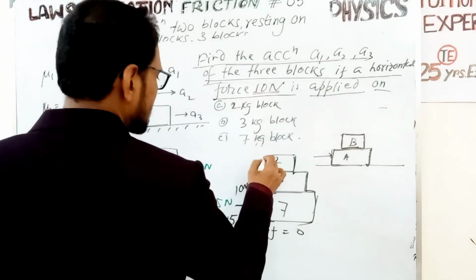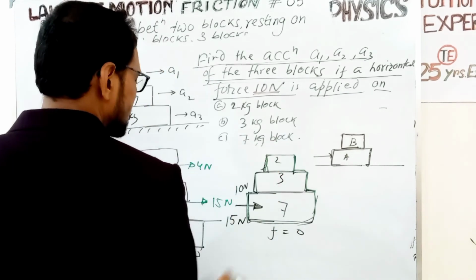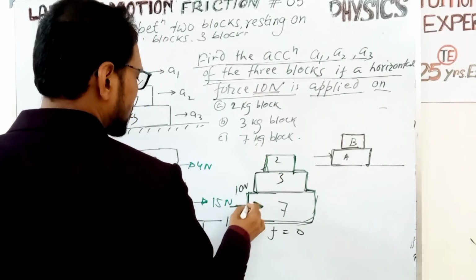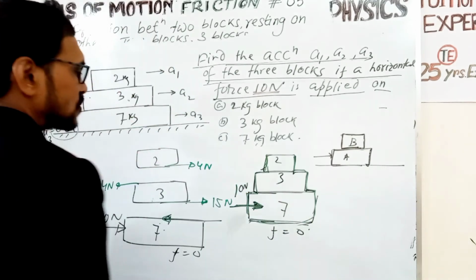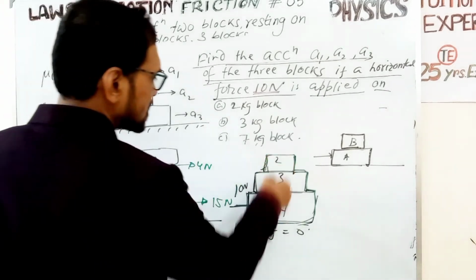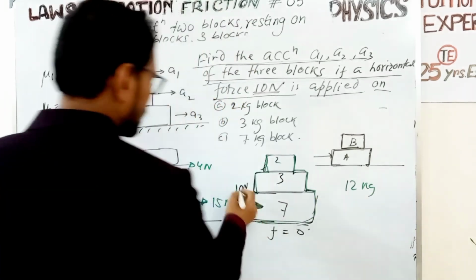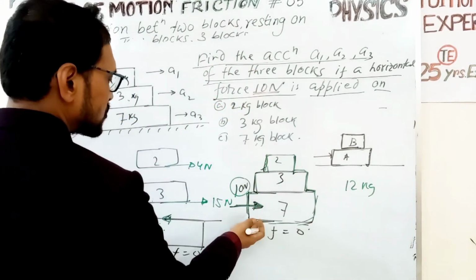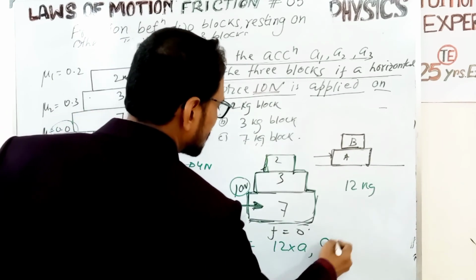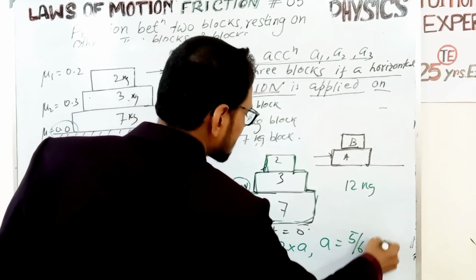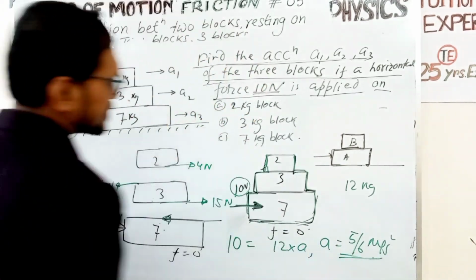Now take the whole system this way. External force of 10 Newton is applied here, but here friction force is 0. So if you consider the whole system of mass 3 plus 12 kg and force applied 10 Newton, here friction force is 0, so force equals mass into acceleration, so A equals 5/6 meter per second square, that is the 3 blocks move with the same acceleration, which is equal to this.